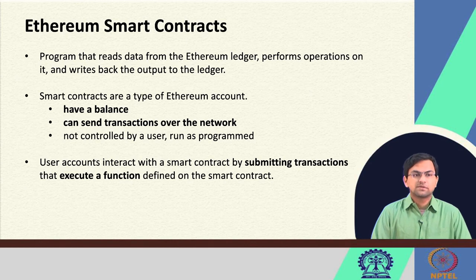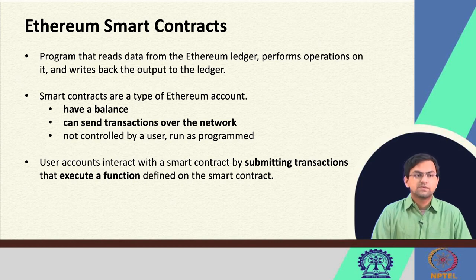Now these smart contracts of Ethereum networks have some specific properties. These contracts also act like individual accounts. Whenever a smart contract is deployed in the Ethereum network, it gets its own address. So it will have its own account. Therefore the contract itself can have a balance, and it can also do transactions. So the smart contract can send transactions over the network, and these contracts are not at all controlled by a single user. Instead they are run by whatever logic is defined in that particular contract.